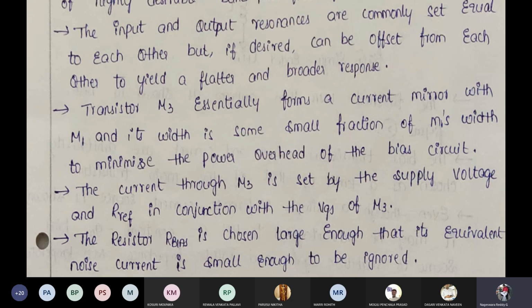The current through M3 is set by the supply voltage and the reference resistance in conjunction with the VGS, that is the gate source voltage of transistor M3. The resistor R bias is chosen large enough that its equivalent noise current is small enough to be ignored. So R bias resistance must be selected large, so that its equivalent noise current is small and can be ignored.